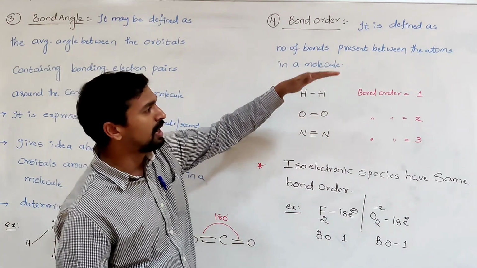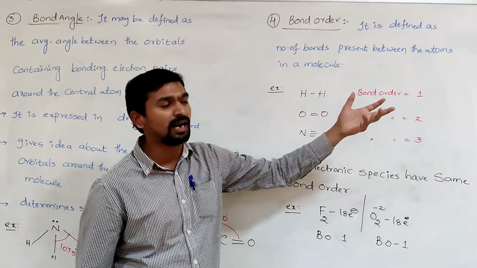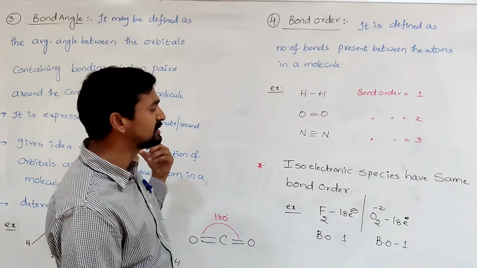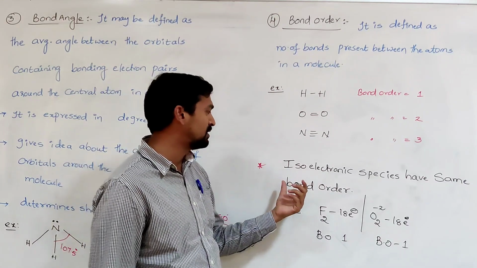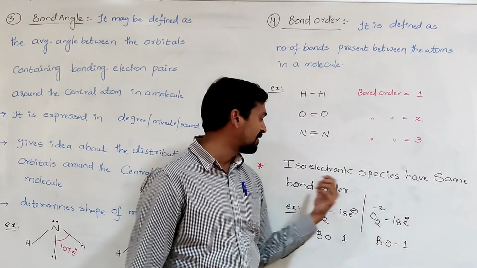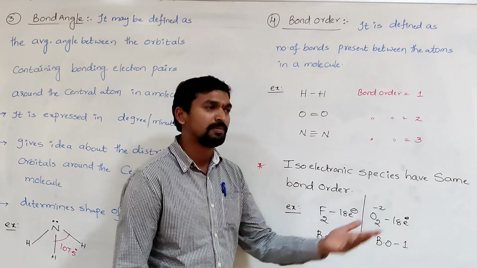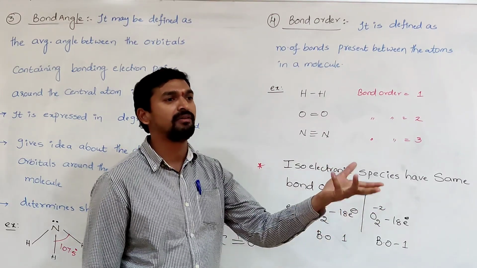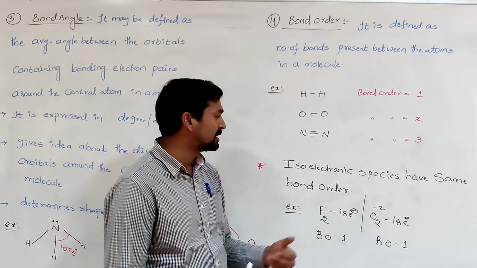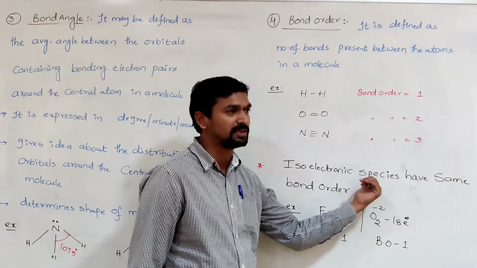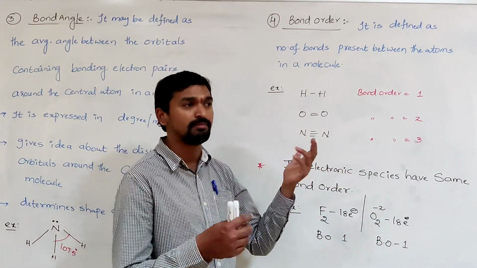Bond order, bond energy or bond enthalpy, and bond length are dependent on each other, but the bond angle is independent. And one more important point: by studying all this, we have observed that isoelectronic species have the same bond order. What do we mean by isoelectronic species? They may be molecules or ions which have the same number of electrons. Whichever have the same number of electrons are called isoelectronic species. These isoelectronic species are always said to have the same bond order.